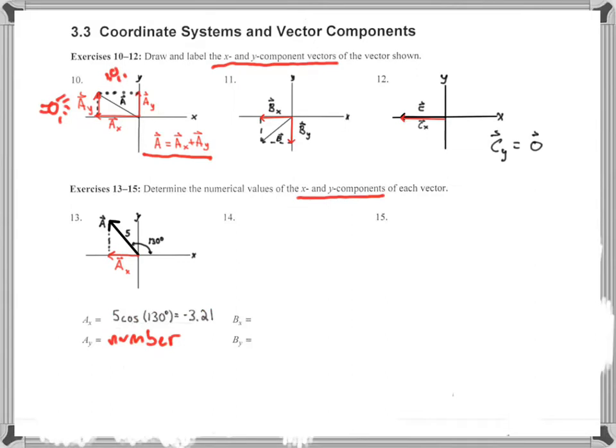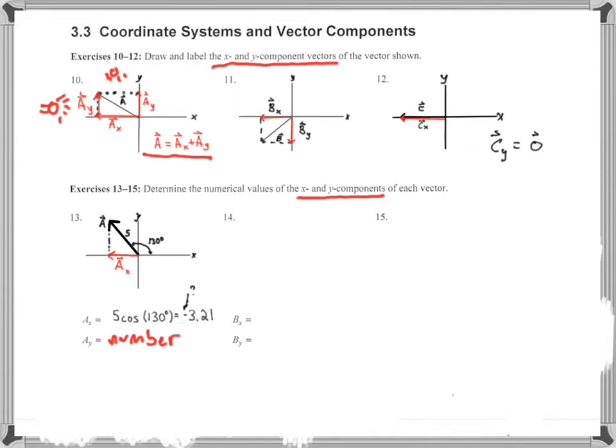So the number that we are going to be using here will be the adjacent of that angle of 130 degrees, obtained by taking the magnitude of the vector, or the hypotenuse of the right angle triangle, which is 5, and you multiply by the cosine of the angle, in this case 130 degrees. So 5 times cosine of 130 degrees gives you minus 3.21. So that is your x component of vector A.